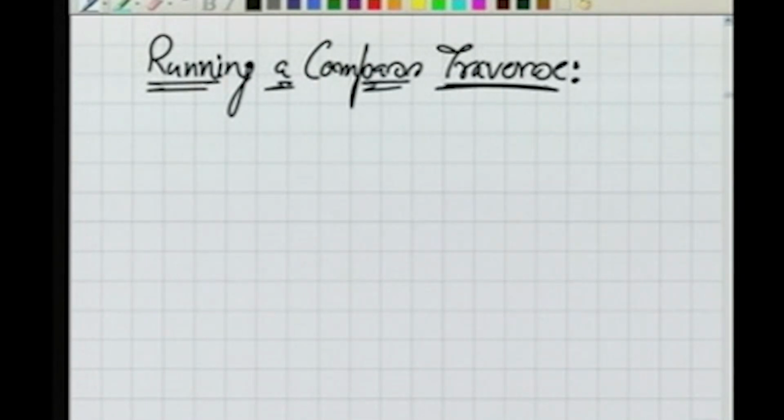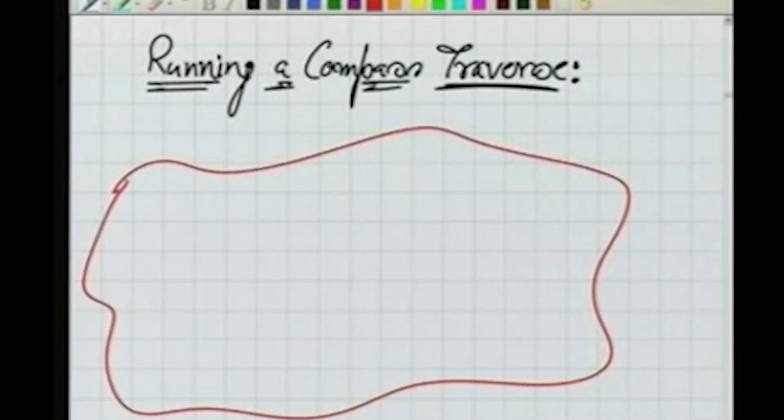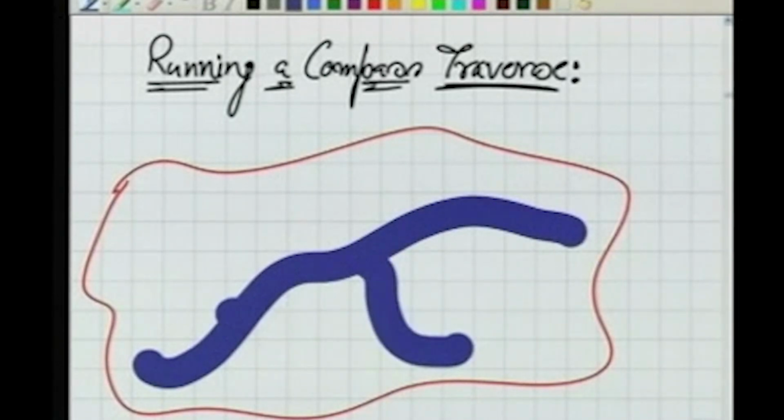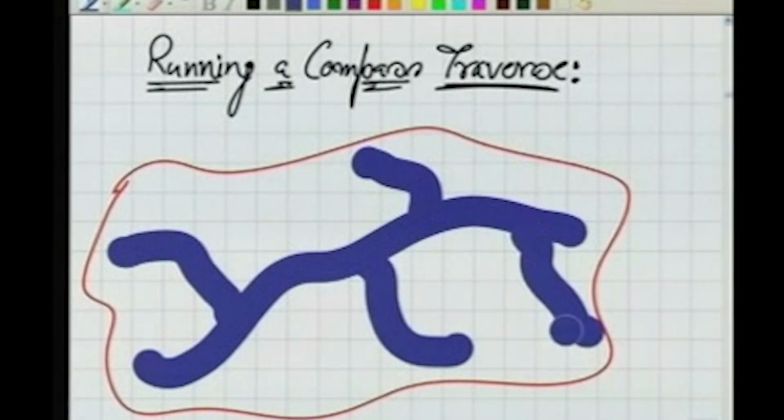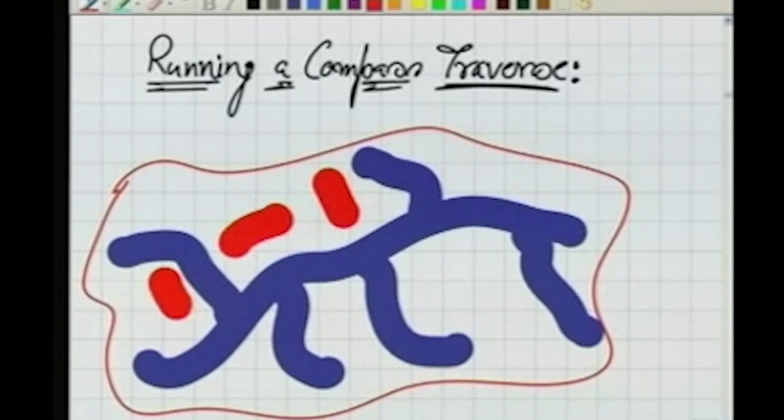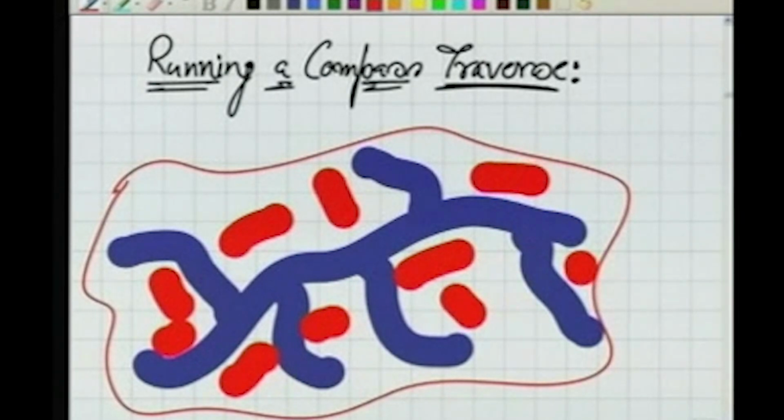We know traverse. What I will do is give you the various steps which we need to follow on the ground in order to run a compass traverse. Well, I will give you a problem. Let us say we have some area, and in that area we have, for example, a road having some branches. We also have some houses. Okay, all these are the houses. As you know, this could be any ground. There are also a couple of trees.